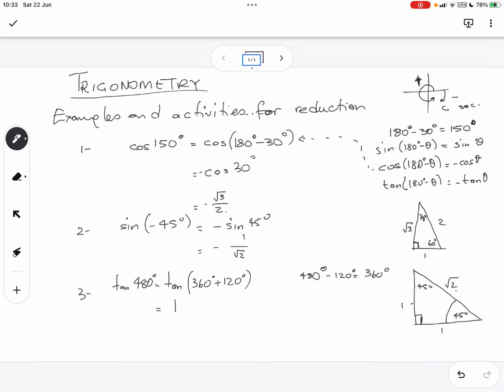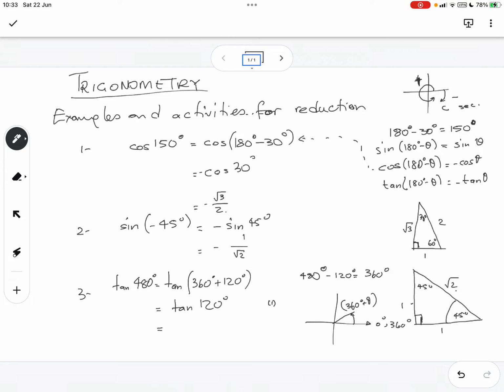tan of 120 degrees. Because on the x-axis, it's 0 degrees and it's 360 degrees. So if we say 360 degrees plus theta, it's somewhere this side in the first quadrant. So that's the first reduction.